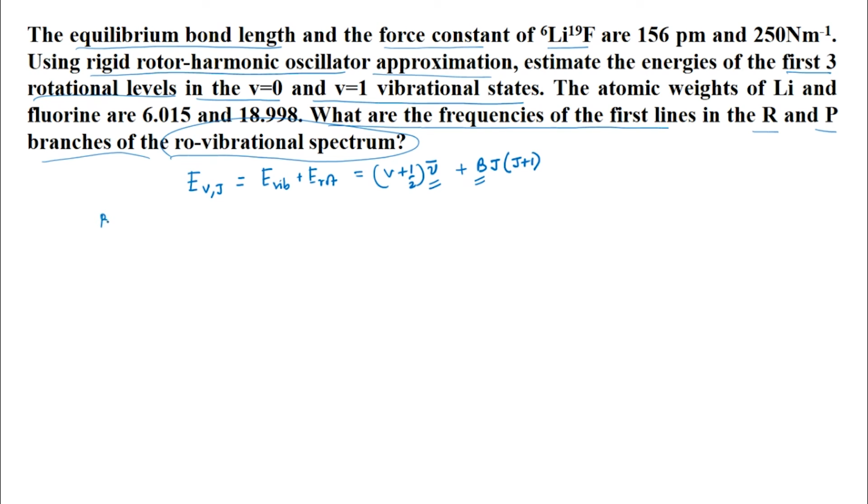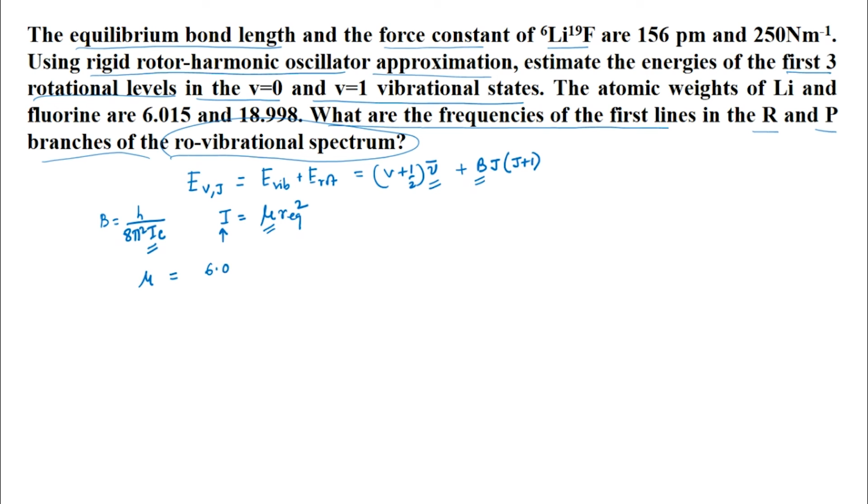We know B equals h by 8 pi squared I c. That means we need to know the value of I, and we know I equals mu, that is the reduced mass, times R equilibrium squared. So, in order to know I, that is the moment of inertia, we need to know the reduced mass. So, let us start from the beginning. Let us try to find the reduced mass, where the atomic weights are given.